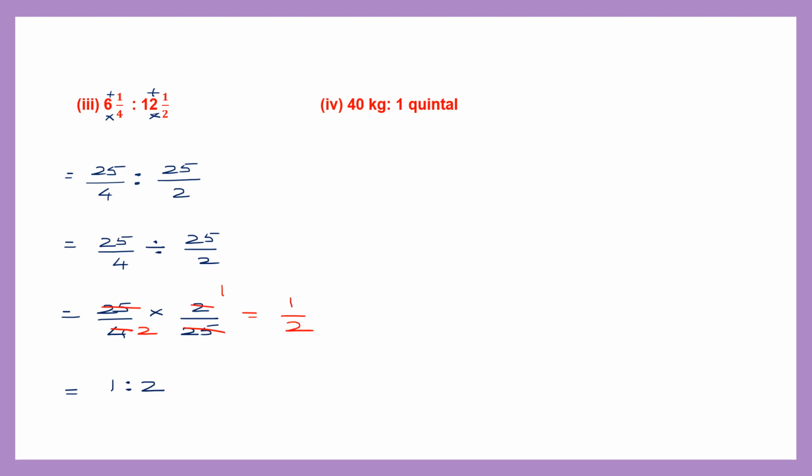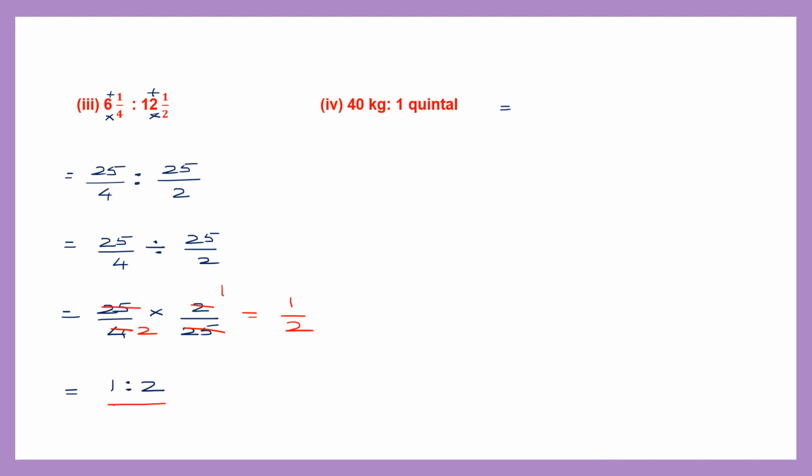So I have got it, I have reduced it to the lowest term, and now I have 1:2. So 1:2 is my answer. Next question, we have 40 kgs and 1 quintal. Now one very important point in ratio is both the units have to be the same. So here it is kg, we'll convert this also to kg.